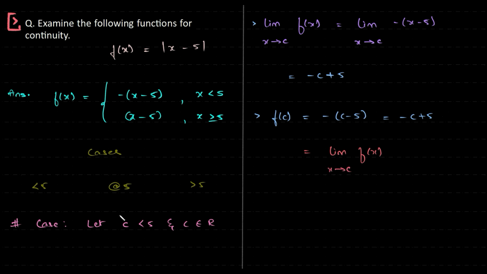Agree? So for all the real numbers which are less than 5, I hope you guys remember this is the set of real numbers, for all the real numbers less than 5, this is the behavior. And from this we can tell that the function is continuous for values which are less than 5. Okay. Next case, let C be greater than 5 and C belongs to R.